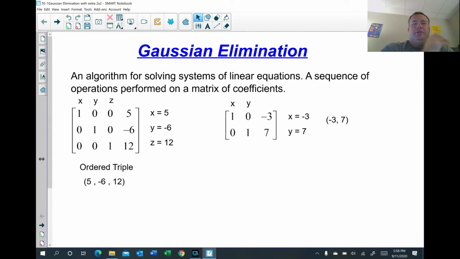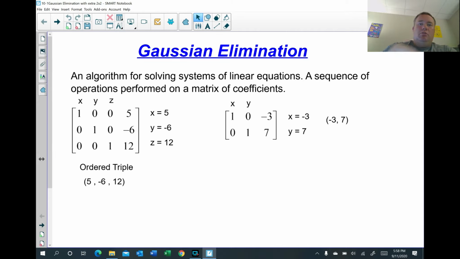Alright, ladies and gentlemen, today is going to be a very fun day. Today you're going to learn something called Gaussian Elimination. Now, what we're going to do is take the stuff that you did in the matrix unit, the matrix day we just spent, and apply that to solve any system of equations.